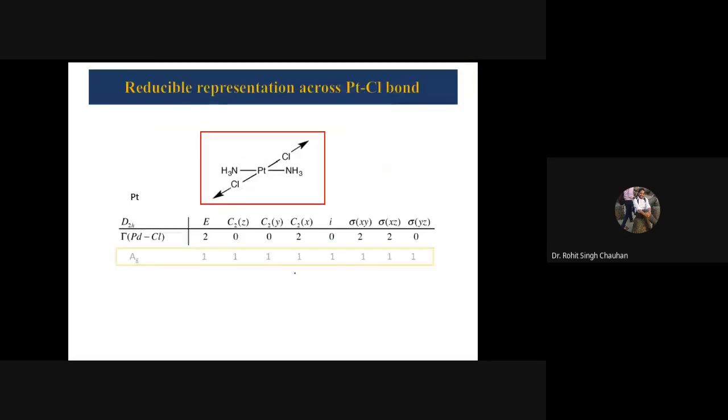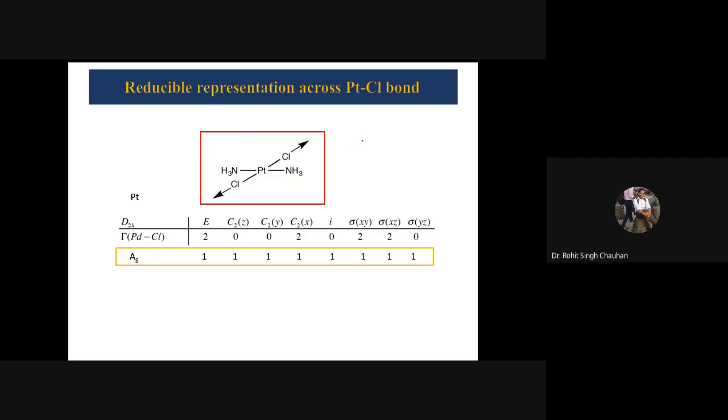Now see, the next job is, I have wrongly written PdCl here, you read it as PtCl. The next job is just to reduce the representation. Reduction can happen with respect to atoms, bonds, or angles, as I already told you. Here we are going to do it with respect to the metal-chlorine bond. Here two different types of bonds are there.